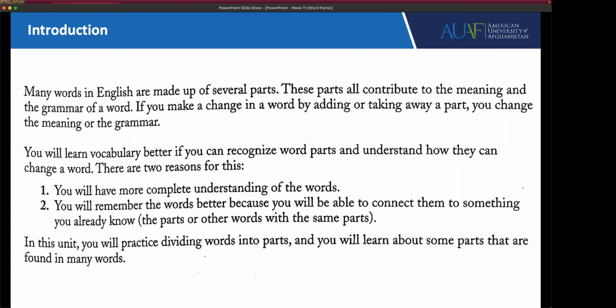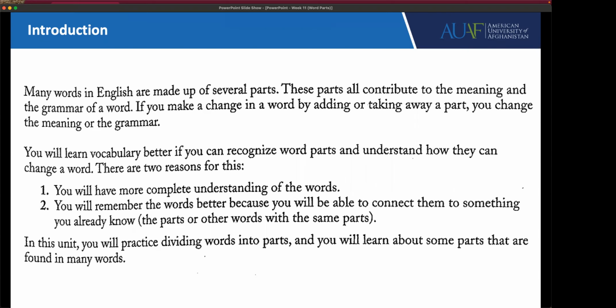Many words in English are made up of several parts. These parts all contribute to the meaning and the grammar of a word. If you make a change in a word by adding or taking away a part, you change the meaning or the grammar. You will learn vocabulary better if you recognize word parts and understand how they can change a word. There are two reasons for this. First, you will have a more complete understanding of the words. Second, you will remember the words better because you will be able to connect them to something you already know.